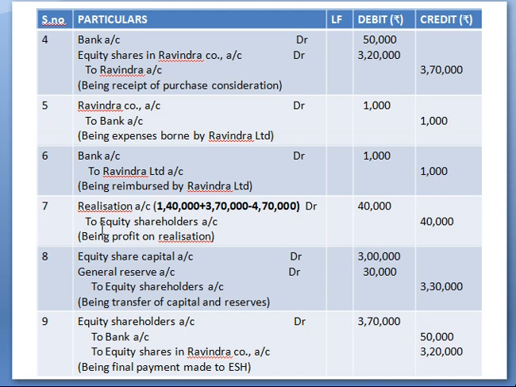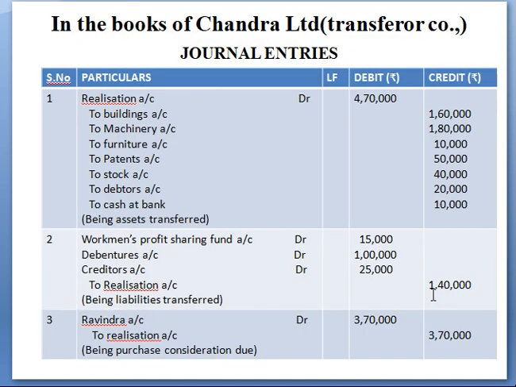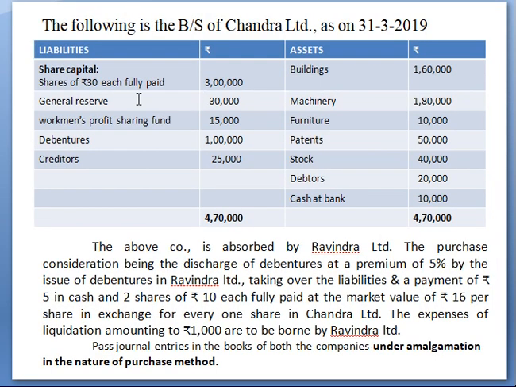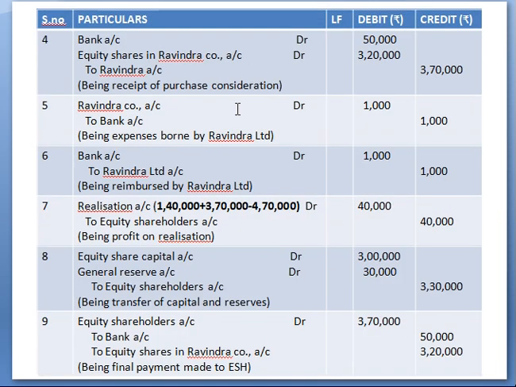Okay. So equity share capital account debit 3 lakhs. General reserve account debit 30,000 to equity shareholders account 3,30,000. See the amount given. Equity share capital is 3 lakhs. General reserve account debit 30,000 to equity shareholders account.